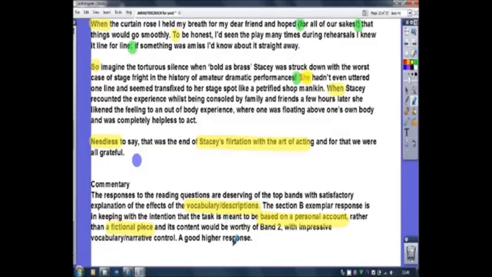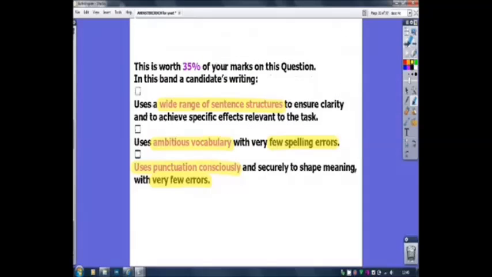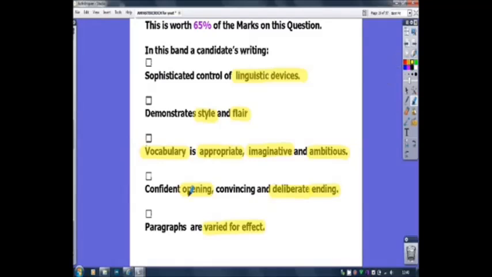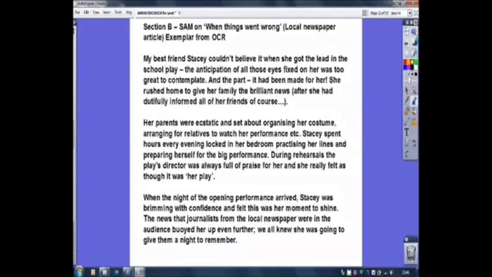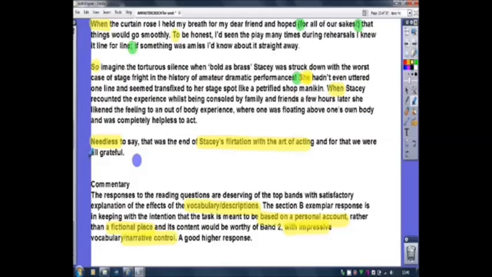Right, what else gets it into band 2? Well, look, it's the impressive vocabulary and the narrative control. What does narrative control mean? Well, if you remember the mark scheme, we had to think about deliberate crafting of the ending and the beginning. There is a confident opening and a deliberate ending. And that's exactly what this candidate has done. That's proof that the ending was confident. It's jam-packed full of techniques, and the ending is rounded off here. Even though it's a single sentence, it draws everything together. This is a good higher response.